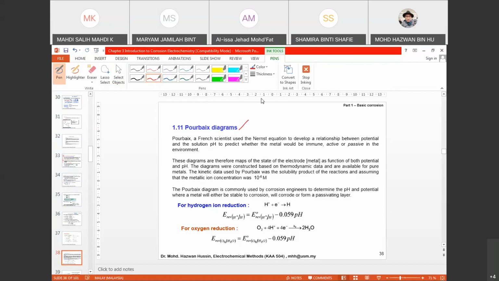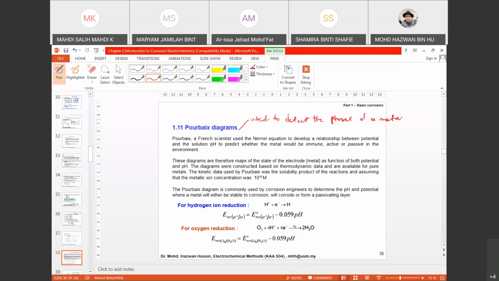So what is the Pourbaix diagram all about? As I said, a Pourbaix diagram is a diagram used to detect the phase or the phases of a material.